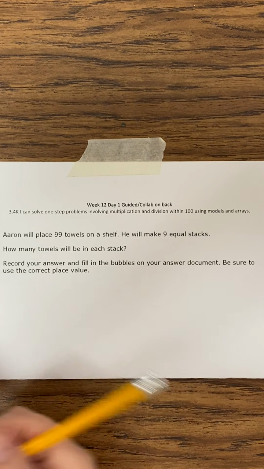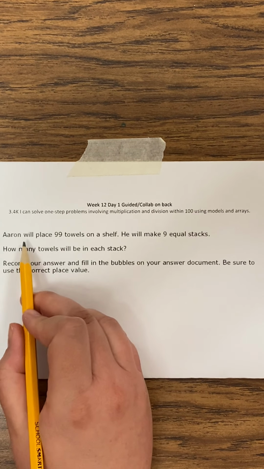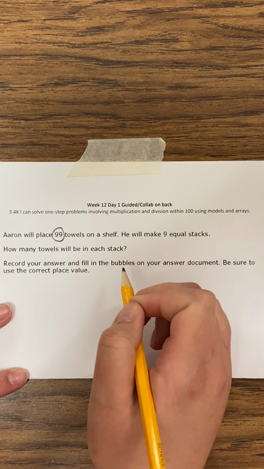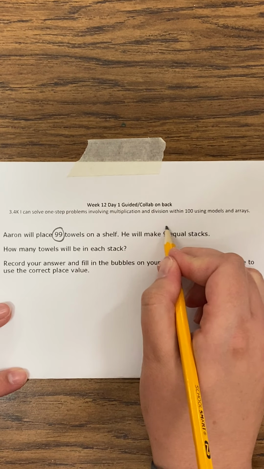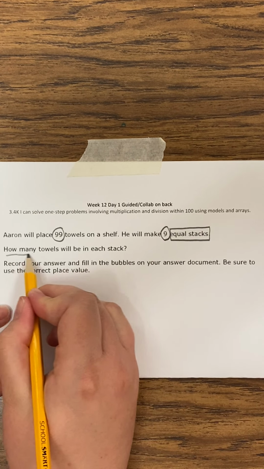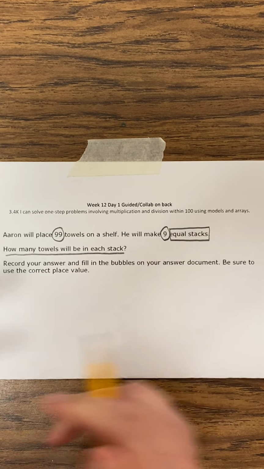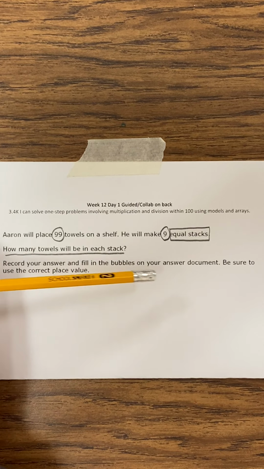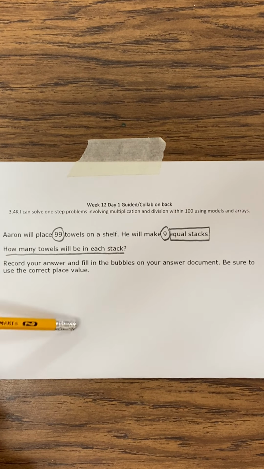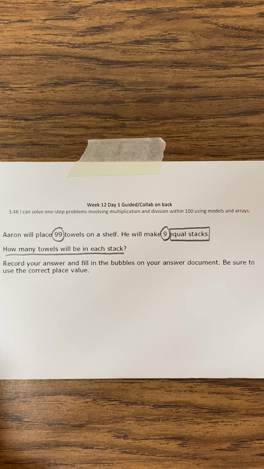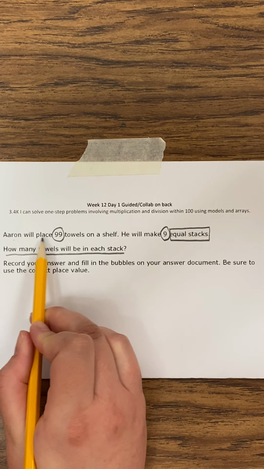Okay. Here we go. Aaron will place 99 towels on a shelf. He will make 9 equal stacks. How many towels will be in each stack? Okay, boys and girls. Record your answer and fill in the bubbles on your answer document. Well, we don't have any answer document, so we're just going to solve our problem right here. Okay, so that being said, Aaron will place 99.